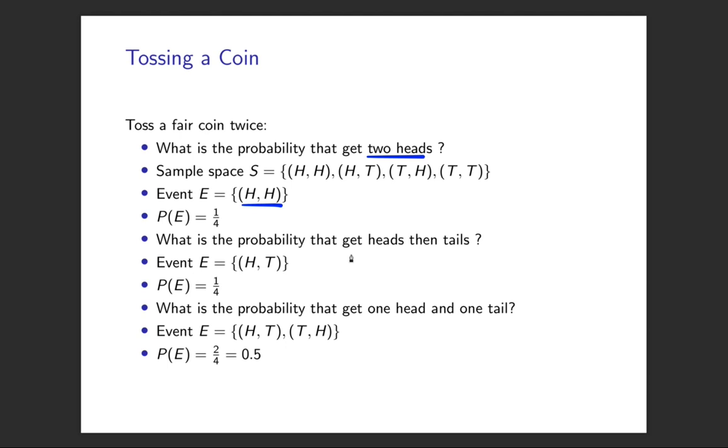So let's try another example. What's the probability that we get a heads, then a tails? So that means our event is heads, then tails. Again, this is going to be a quarter.